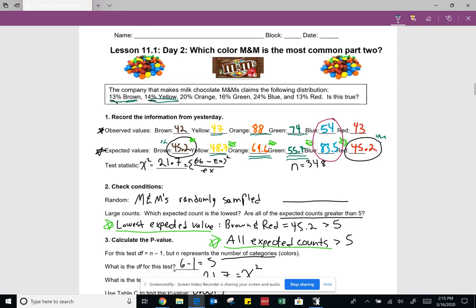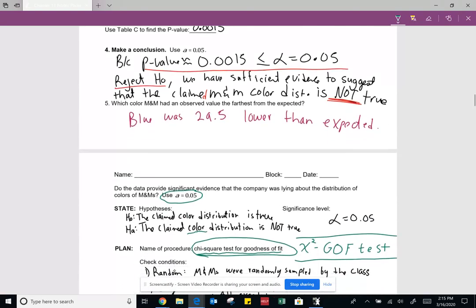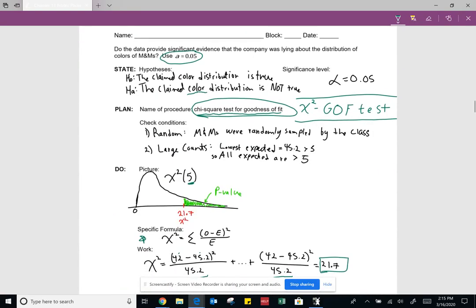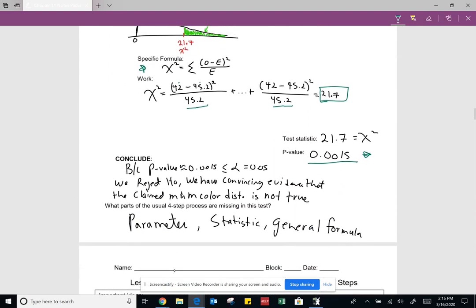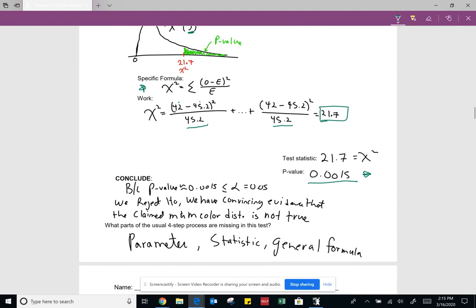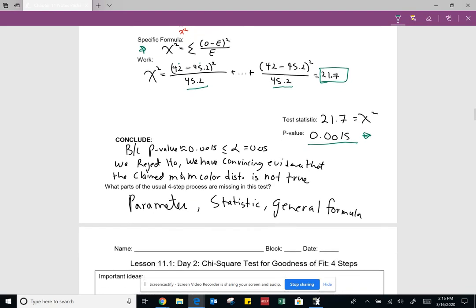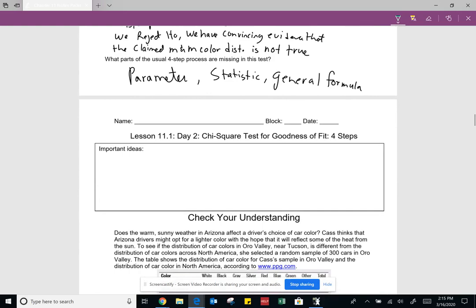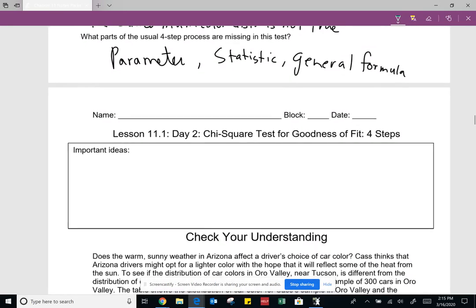So the chi-square is really just finding, the farther away these observed values are, the larger our chi-square test statistic will be in this case. So we don't have a parameter, we don't have a statistic, we don't have a general formula because the general and the specific are really the same. And that leads us to our learning targets.